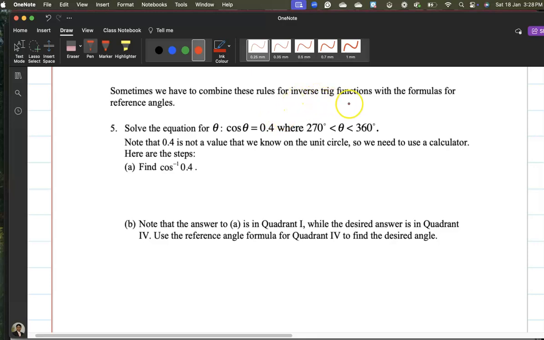Sometimes we have to combine these rules for inverse trig functions with the formulas for reference angle. Solve for theta. Now look at the domain: 270 degrees to 360 degrees. Note, 0.4 is not a value we know on the unit circle. It's not a standard value, so we need to use a calculator and find cos inverse of 0.4.